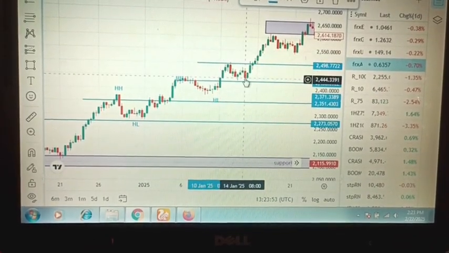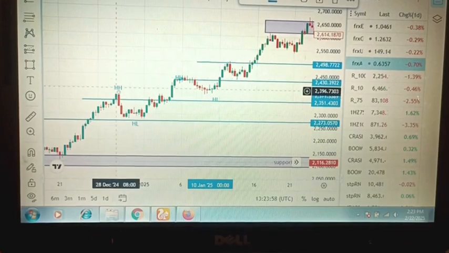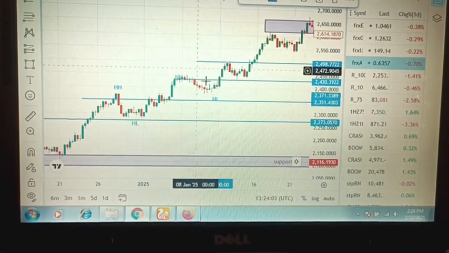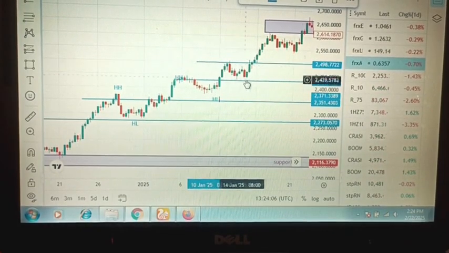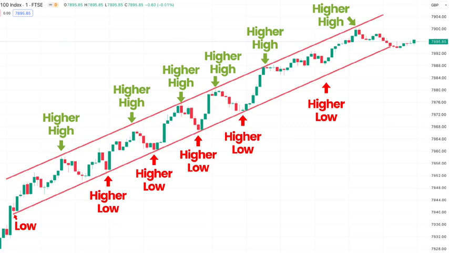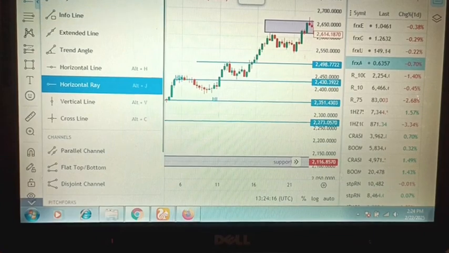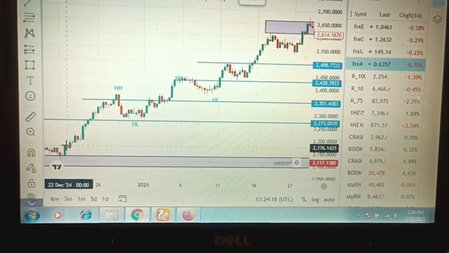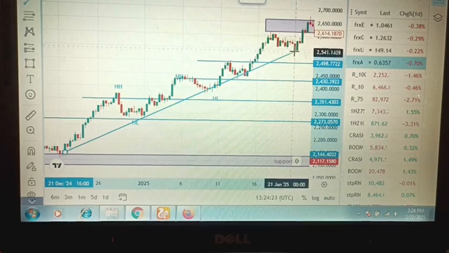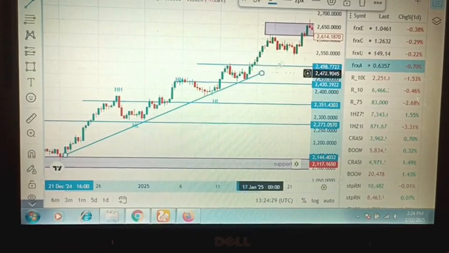So same thing goes up. A higher high here, a higher low. A higher high here, a higher low. Understand? So this is a higher low, a higher high, a higher low, a higher high, and so on. So you will now come and get your trend line tool. This is your trend line tool. You can see it here. And you mark all the higher lows.